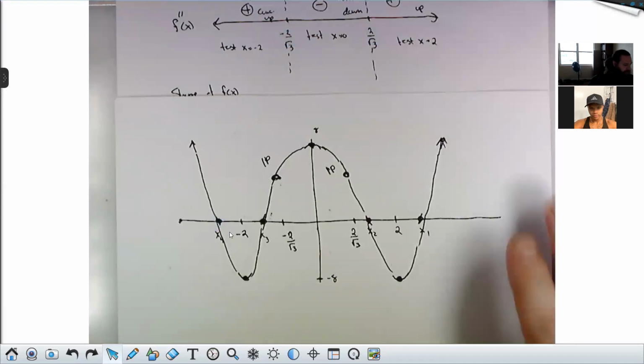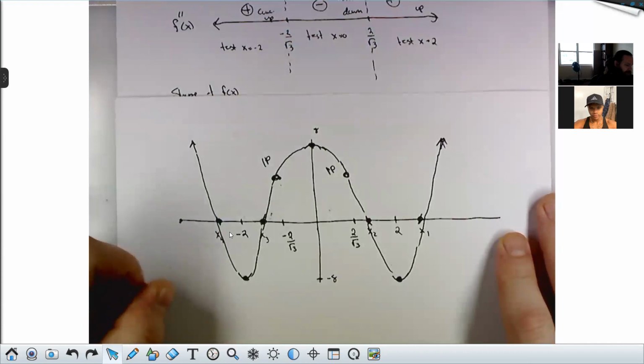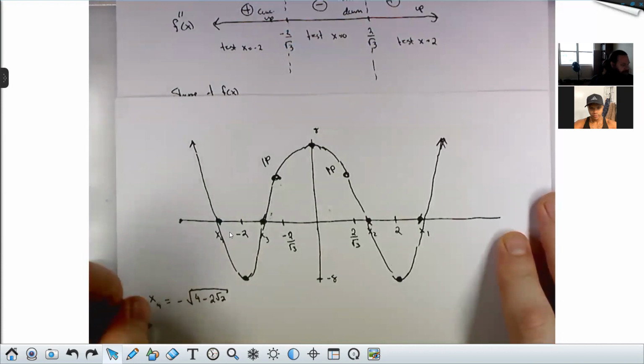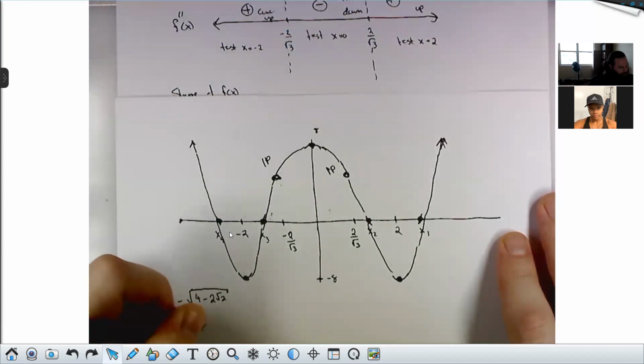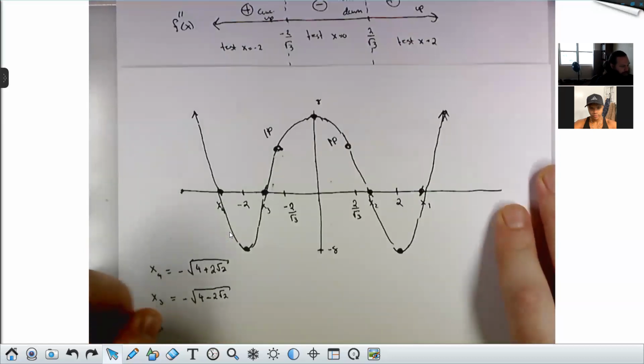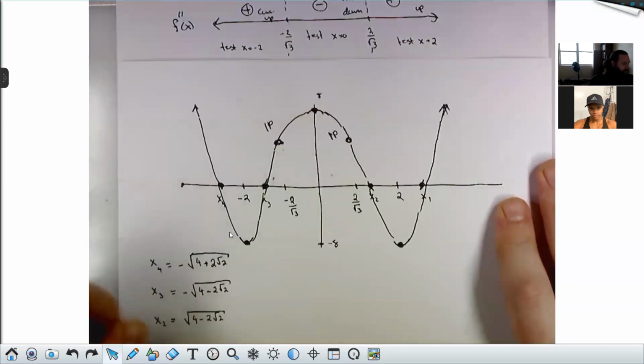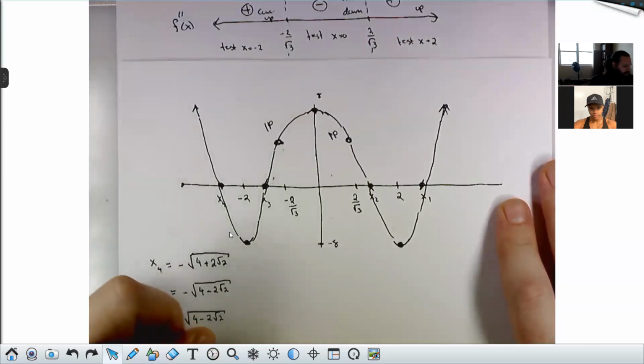So this guy, x4 here, was negative square root of 4 minus 2 root 2. That's a horrific number. X3 here was negative square root of 4, or sorry, this one had the plus, and then this one had the minus 2 root 2. X2 was positive square root of 4 minus 2 root 2. And x1 was the square root of 4 plus 2 root 2.